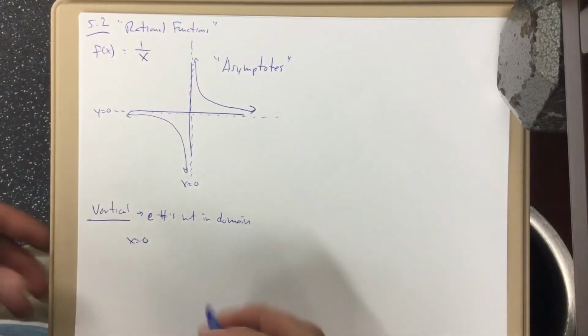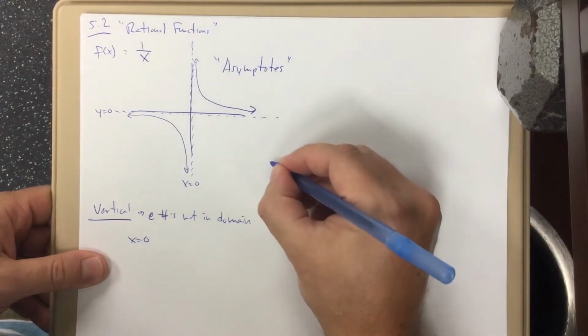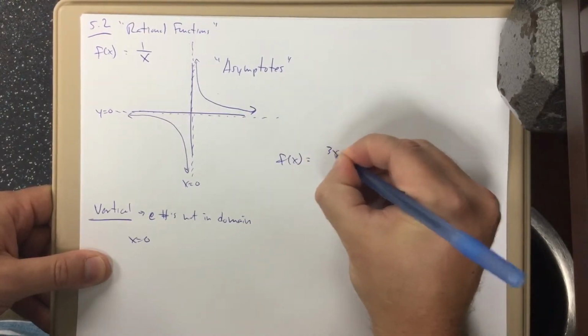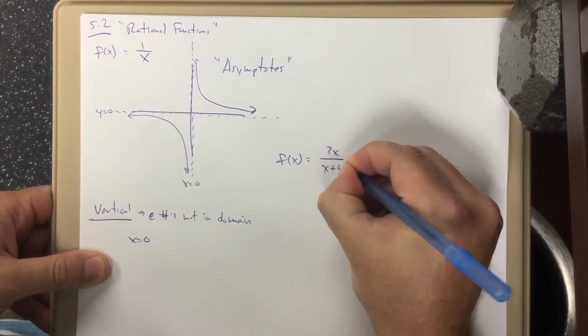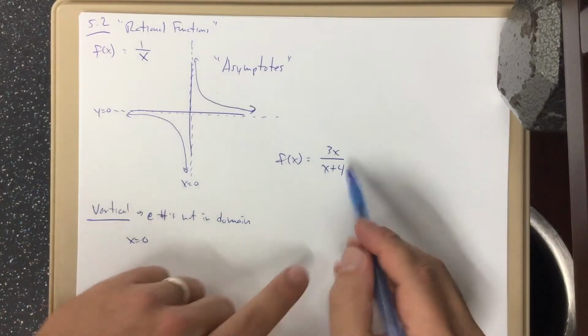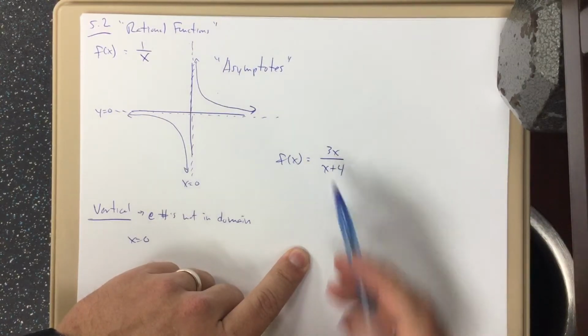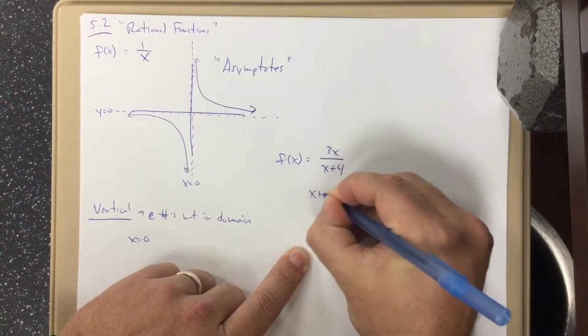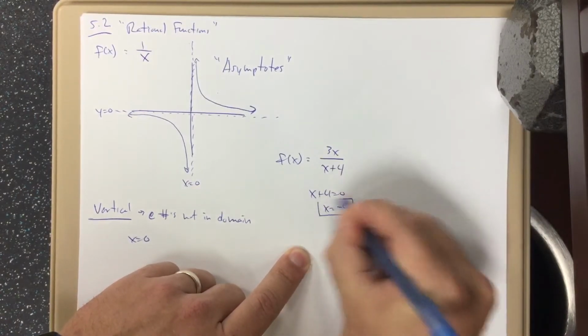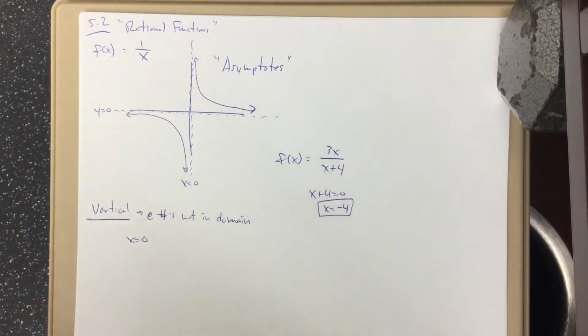If I make up another one here, let's say we had f of x equals 3x over x plus 4. Where would there be a vertical asymptote here? Well, it would be whenever the denominator is equal to 0. So you say x plus 4 equals 0, so x equals negative 4. That's where our vertical asymptote is going to be.